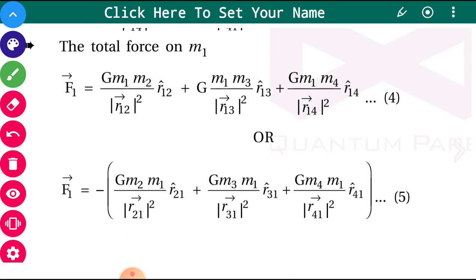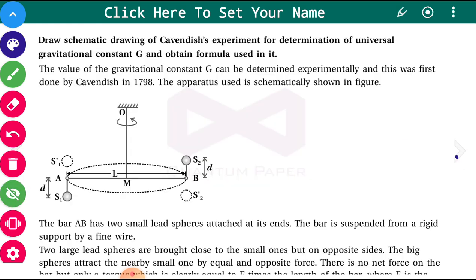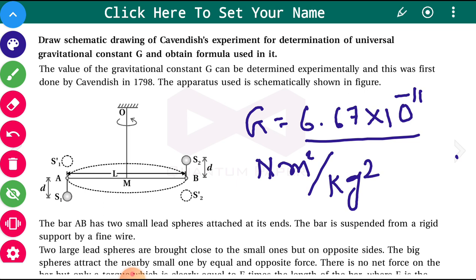Or you can write it in a different way if you want to convert the value of G. G is a constant whose value you know: it is 6.67 times 10 to the power minus 11, and as you know, the unit is Newton meter squared per kg squared. Cavendish determined this value experimentally, and the diagram of this experiment is shown in the figure.